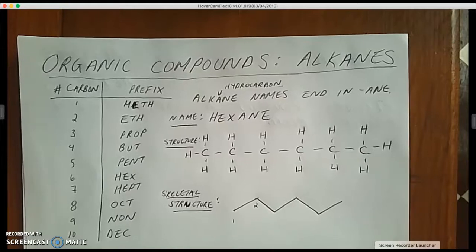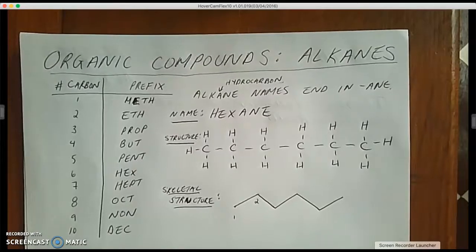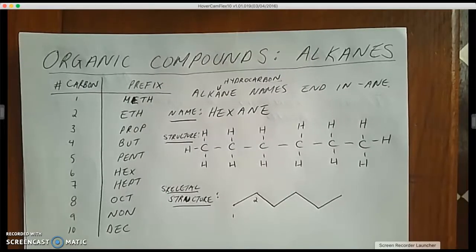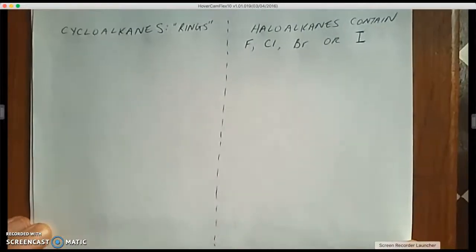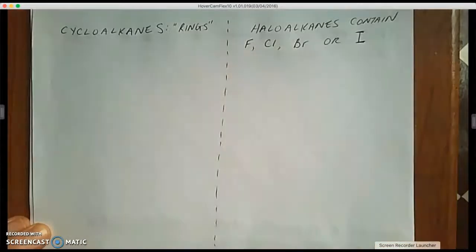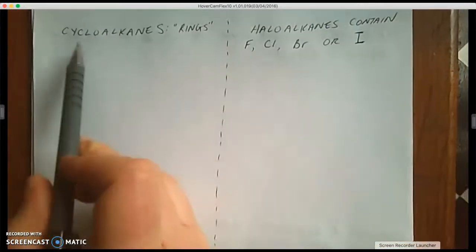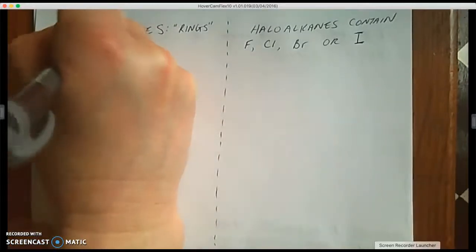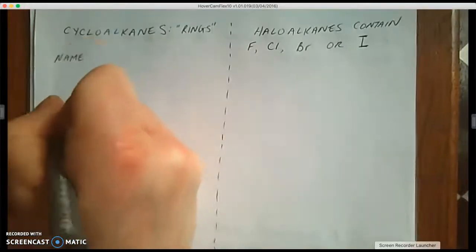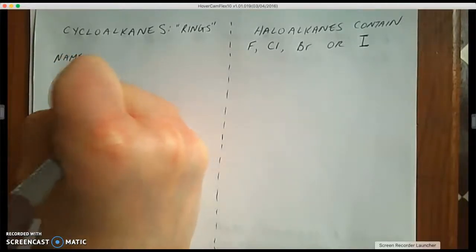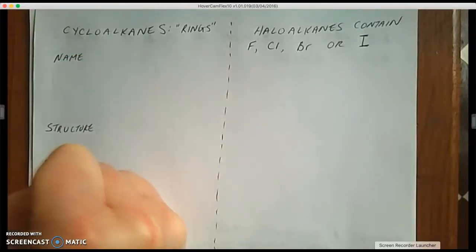Okay, when we talk about alkanes, we can also play around with the shapes and the atoms present a little bit. So I want to go through two examples of that. Cycloalkanes, which are ring compounds. Then in a second, we'll talk about haloalkanes. So for a cycloalkane, I'm just going to give an example of a name, a structure, and a skeletal structure again.